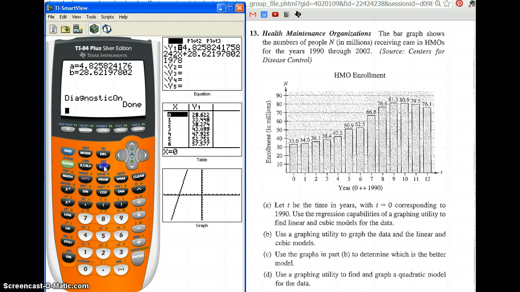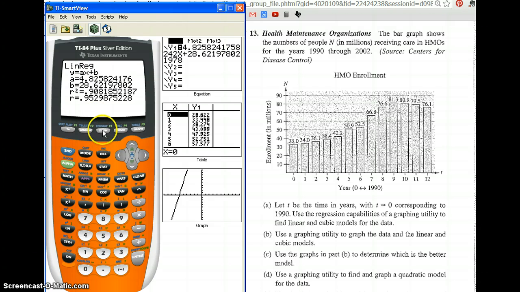Now if I run that again, hit Stat, Calculate, Linear Regression, oops, I didn't hit linear, let me clear this out. Stat, Calculate, Linear Regression, Vars, Y Vars, number 1, Y1. Now when I run this, it gives me an r and an r squared value. R and r squared really tell you how well the linear line fits.